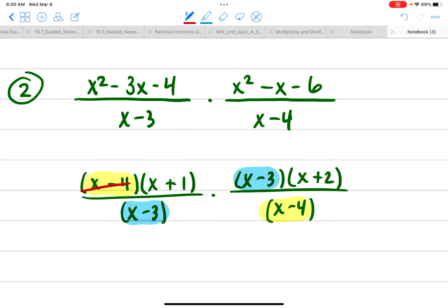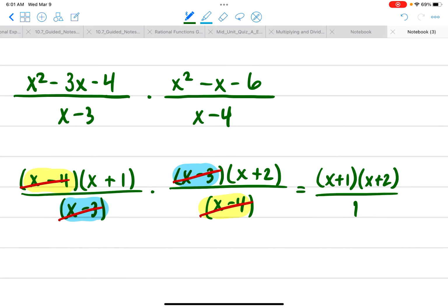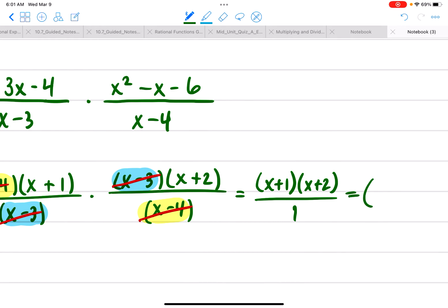So what we do is we just come through, boom, boom, boom, boom. And then what happens is we're left with, on the top, x plus 1 times x plus 2. And then on the bottom, we don't have anything left, so we put a 1 there. You don't really need the 1. You could just say x plus 1 times x plus 2.